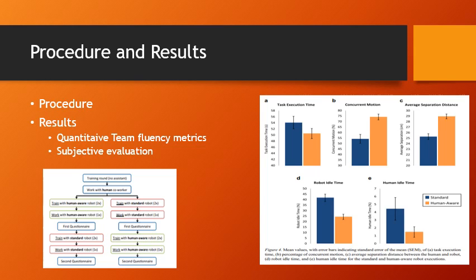Moving on to the results, the quantitative team fluency metrics, as you can see in the mean values with error bars, indicated each division of task execution: percentage of concurrent motion, average separation distance between human and robot, robot idle time, and human idle time for both standard and human aware robot executions. A subjective evaluation scale after both conditions for both sets of people was done based on human aware or standard, given the minimal demonstration of the robot's ability to avoid conflicts, and had varying results on that front.